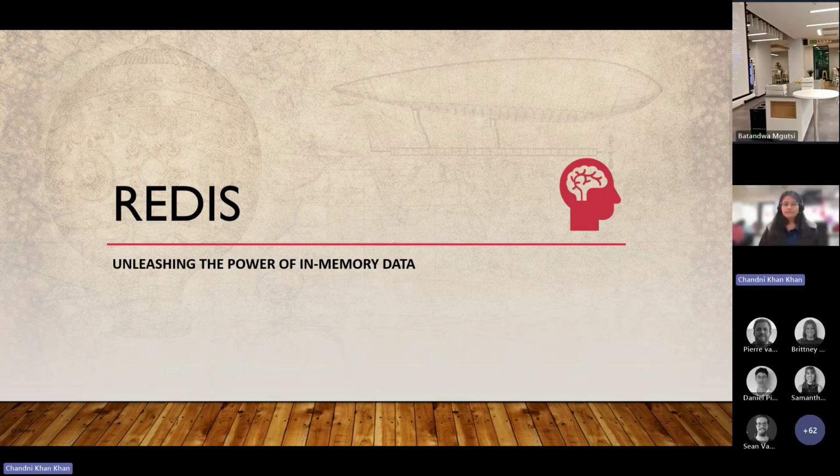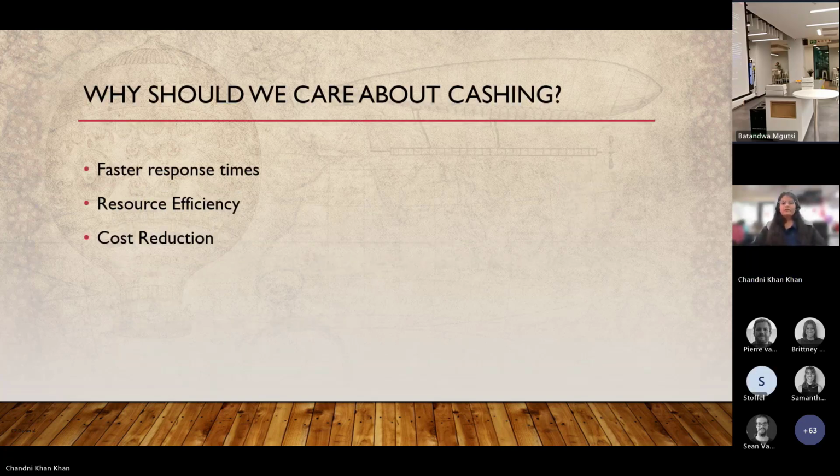Now, today, I'll be discussing Redis, which stands for Remote Dictionary Server. First of all, let's understand why we should care about caching. Retrieving data from cache is generally faster than fetching data from a database. Caches are typically closer to the application than our database, and databases are valuable resources. So by using caches, we can reduce our resource usage.